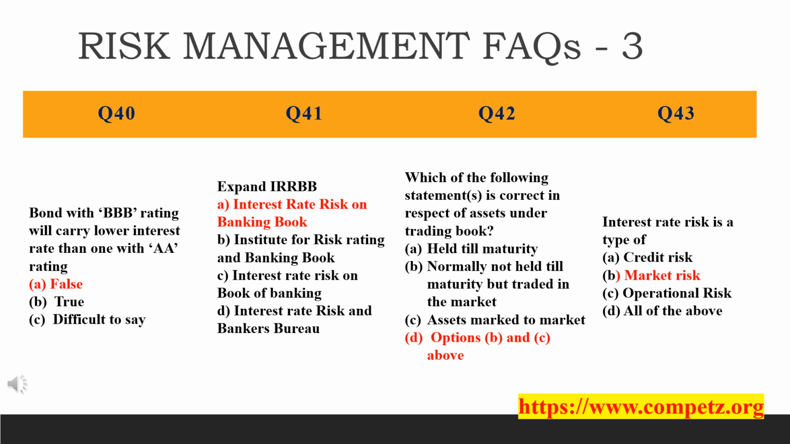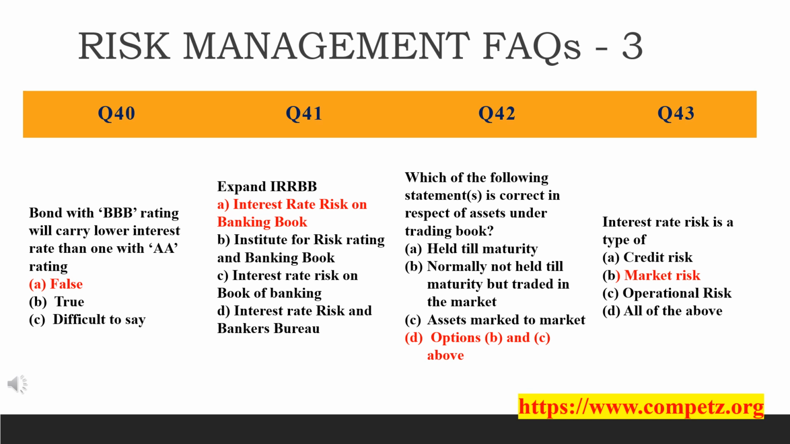Now the higher risk has to be compensated, right? It has to be compensated by a higher interest rate on the bond when compared to an AA rated borrower. That's why this is true in nearly all cases, and hence the answer is A. It's false here. However, there will be exceptions. In everything there will be a few exceptions to the general rule. I will give you one exception to it.